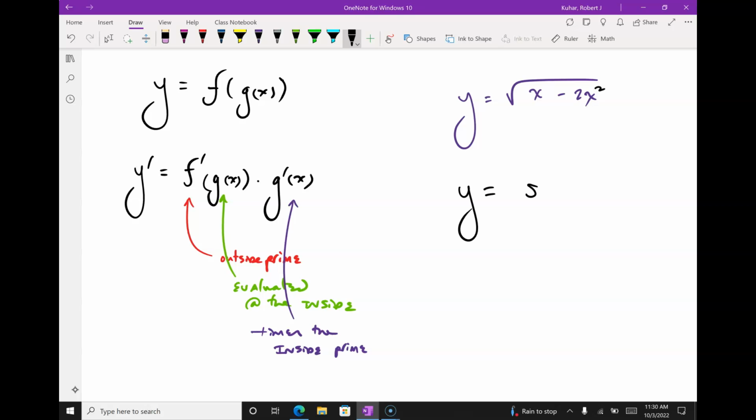What's the inside, what's the outside here? What's the outside? What is it? Nope. Nope. That's the derivative of the outside. The outside is actually a square function, x squared. But what's inside? Sine of 2x.